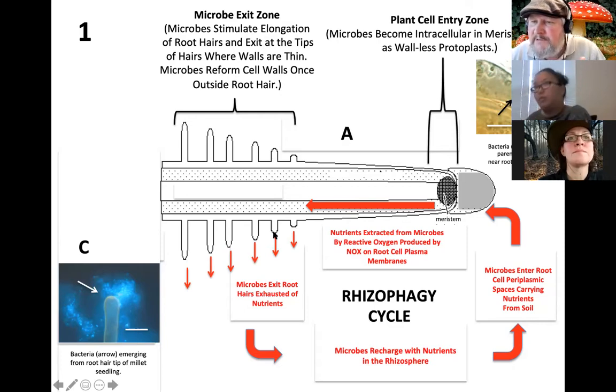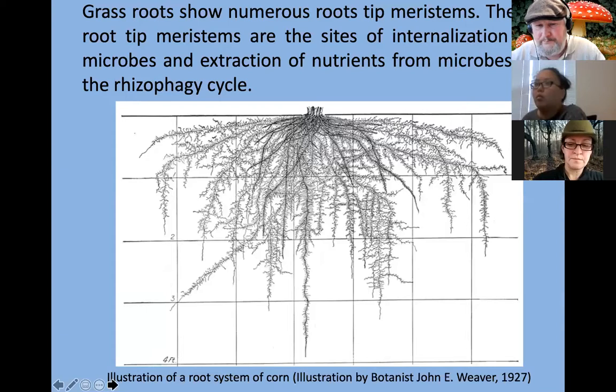And then as those root hairs elongate, those microbes are ejected back out into the soil. And then they reform their cell walls, and they go out and acquire more nutrients. And then they can be attracted back. Okay, so this we term the rhizophagy cycle. So it's the cycle between the soil, where the microbes get nutrients, and inside the plant, inside the root, where those nutrients are harvested. The rhizophagy cycle.